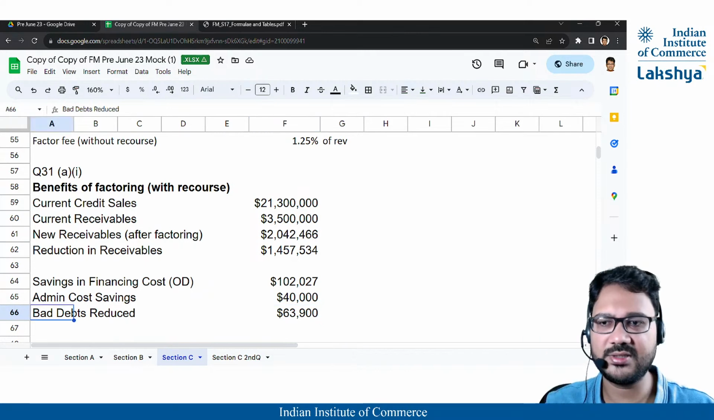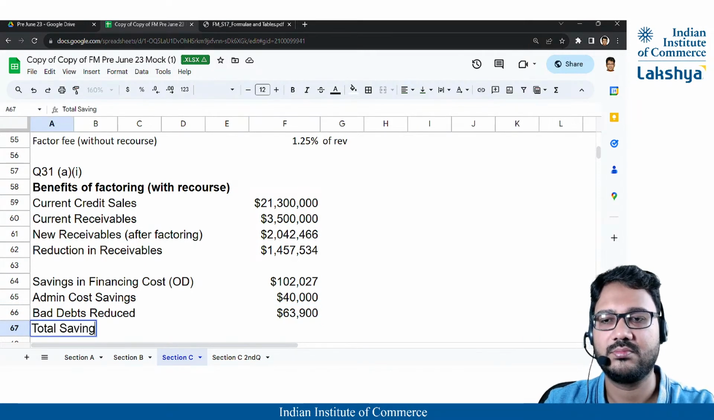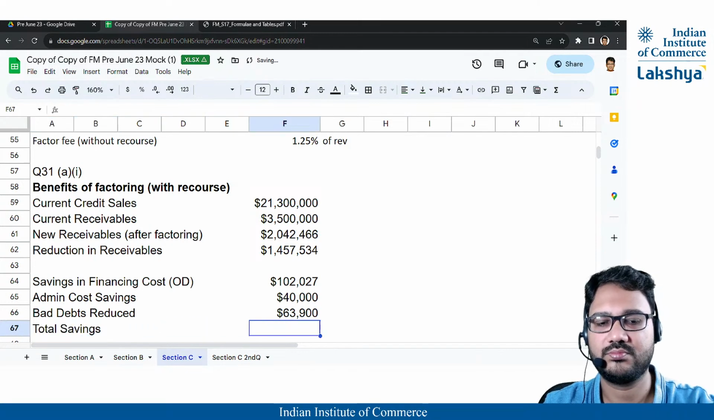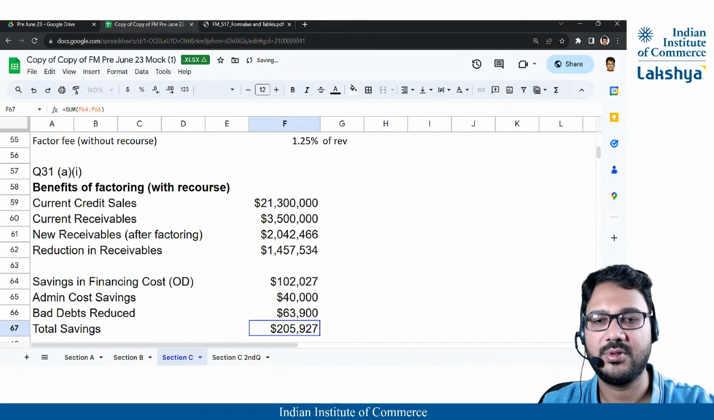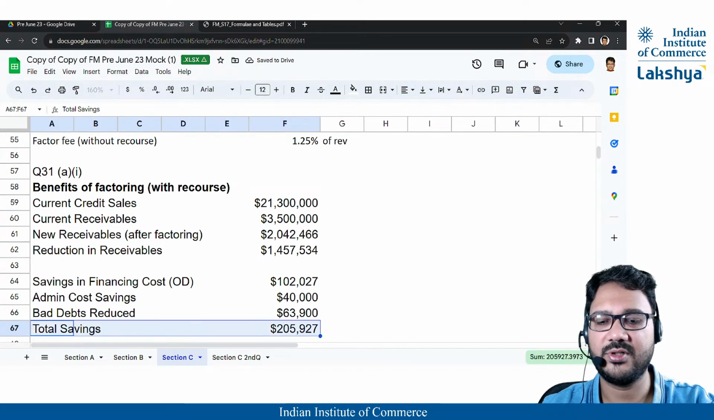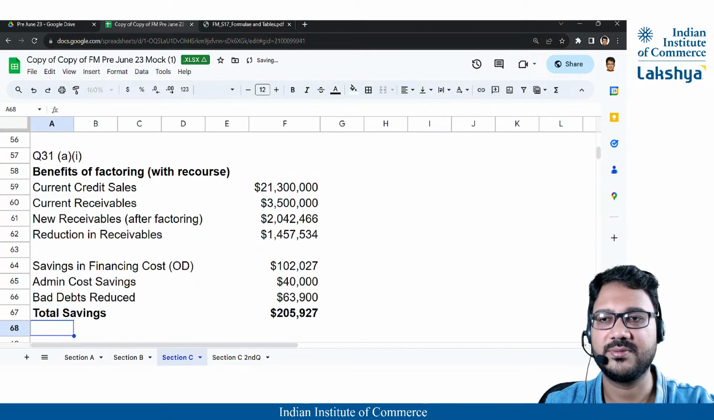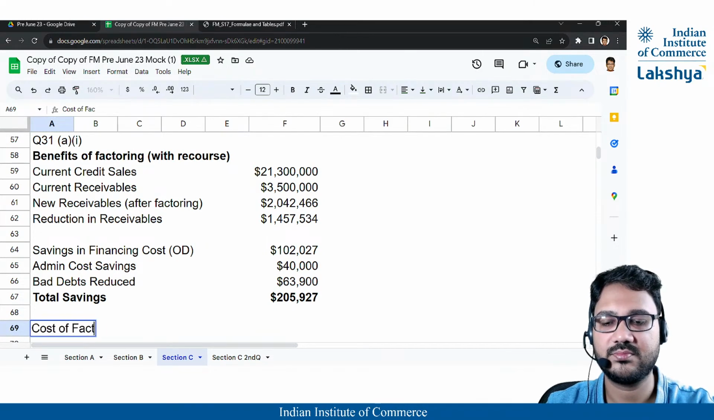Okay, so these are all our savings. So our total savings is the sum of all of these. So $205,927 is our total savings. Now next is cost of factoring with recourse.